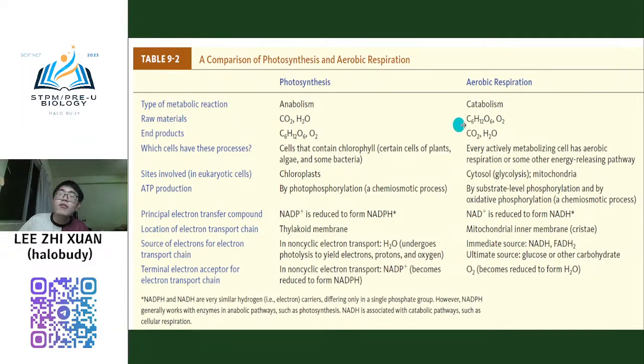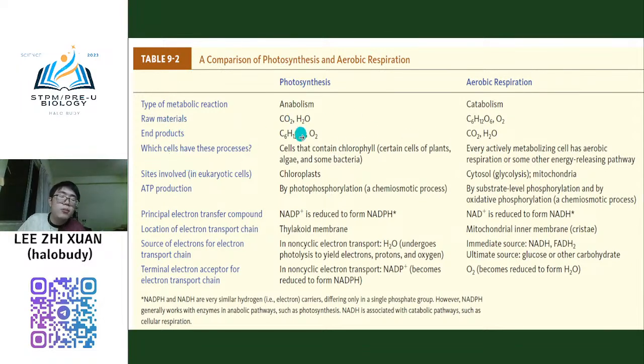But the raw materials for aerobic respiration are the glucose molecule and also oxygen. And then the end products for photosynthesis are glucose and oxygen, not water. But for aerobic respiration, the end products are carbon dioxide and water. So it is totally reversed, for raw material and end product.